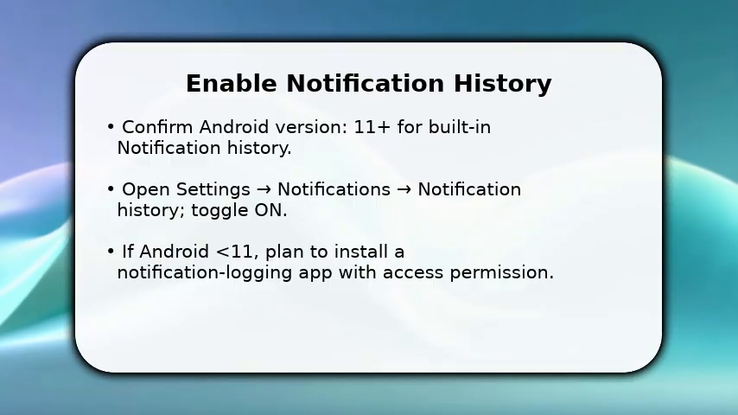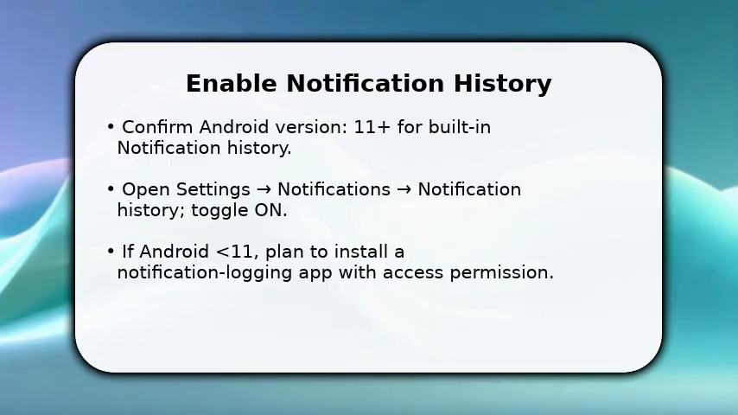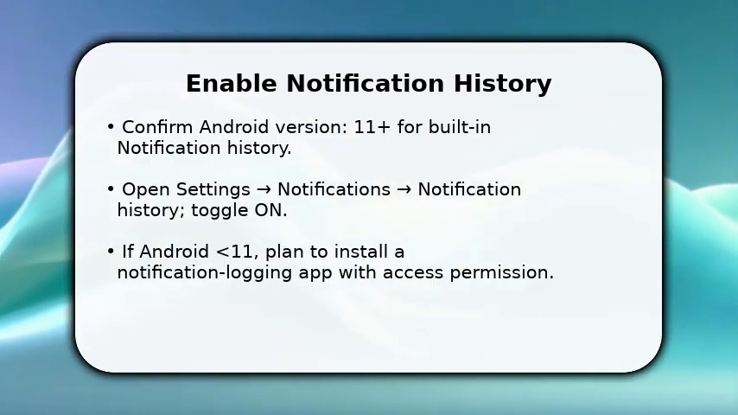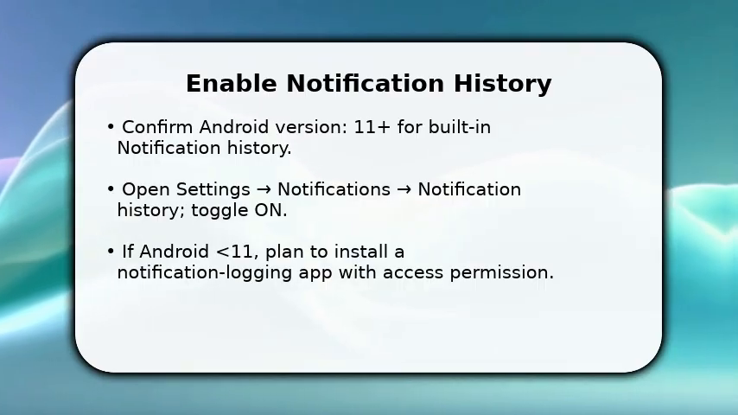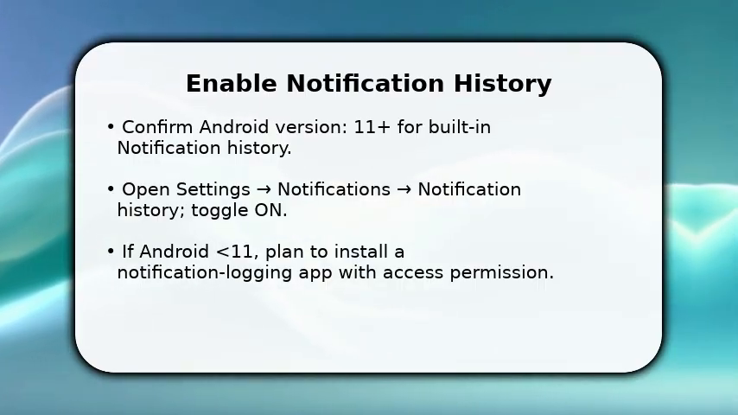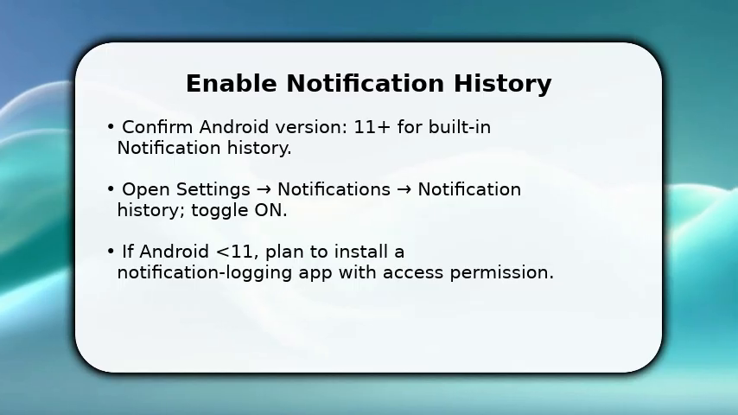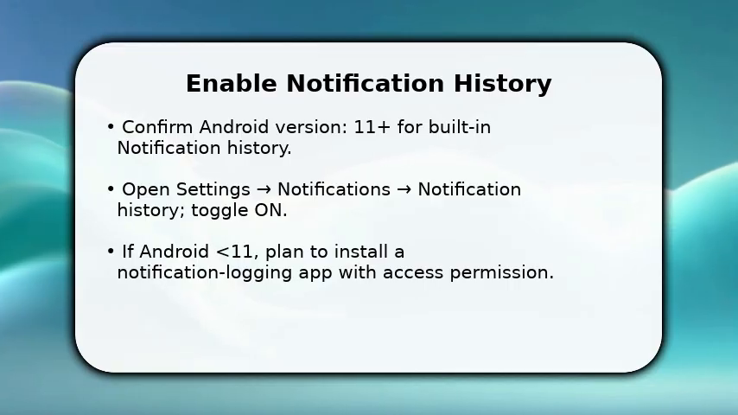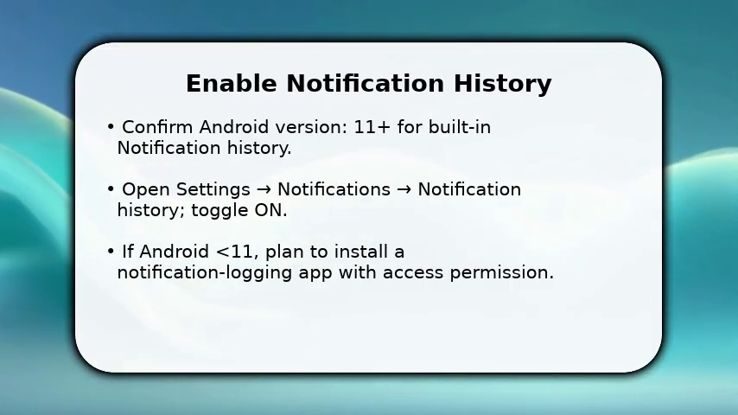You start by turning on the system history so Android records incoming alerts. Open Settings, go to Notifications, then Notification History and flip it on. This creates a running log you can open later. If your device lacks that feature, install a reputable notification logger and grant notification access when prompted. Do this now so future notifications are captured.